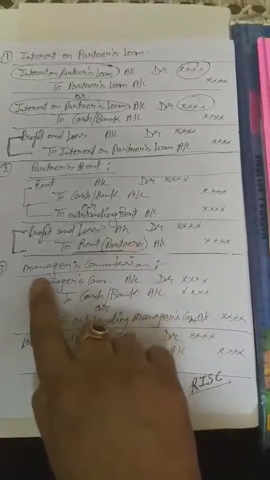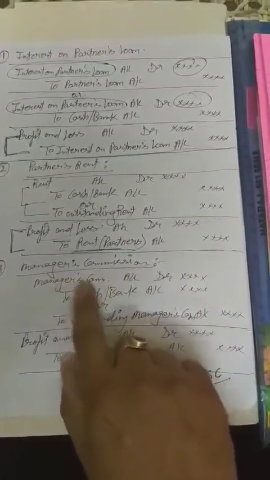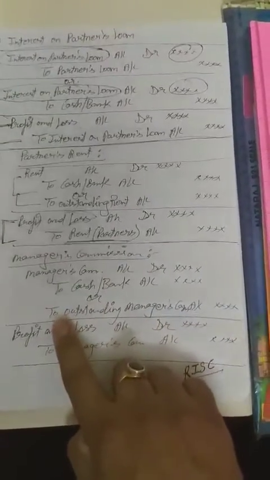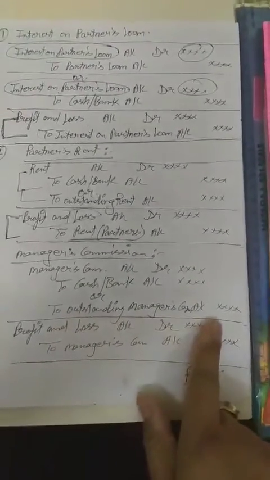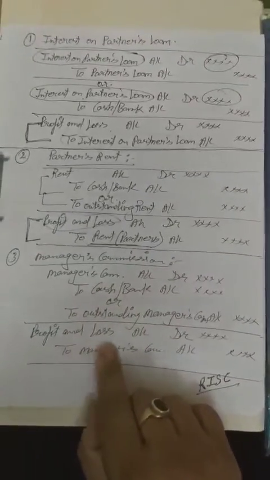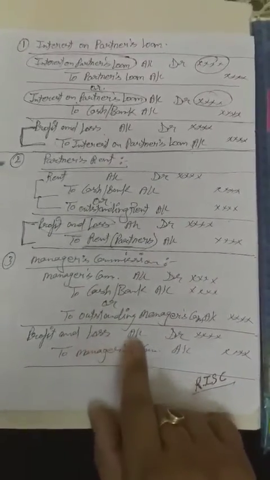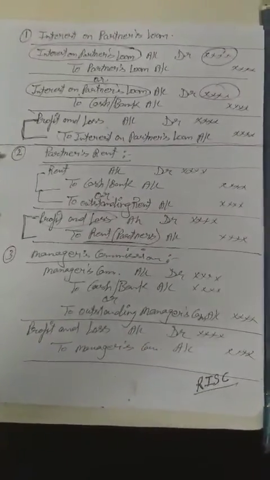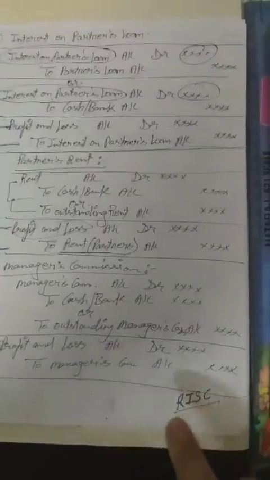And the next one is manager's commission. Manager's commission account debit to cash or bank account, or if it is outstanding, to outstanding manager's commission account, and then this manager's commission is also transferred to the profit and loss account. Now today we are going to solve the problems related to these journal entries and this format.